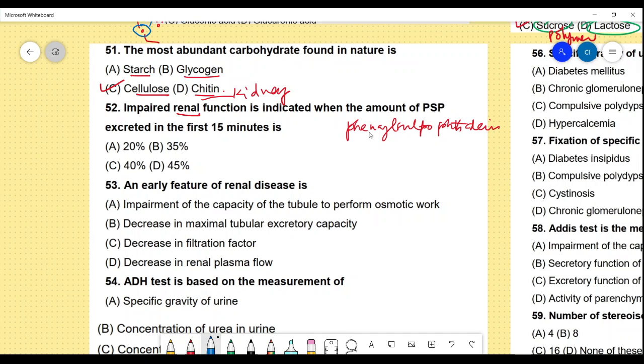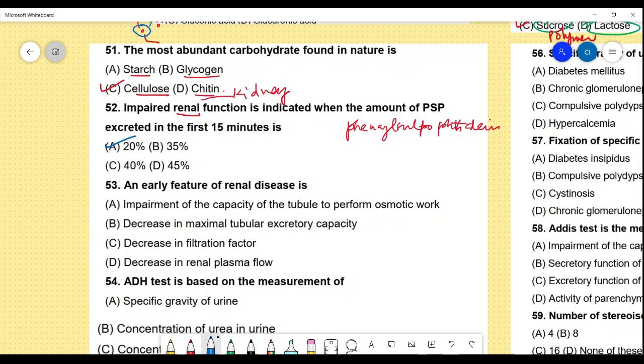Okay, the test is indicated when the amount of PSP excreted in the first 15 minutes is about 20% only. So the right answer is 20%. That is, what it says is that if you have more phenolsulfonphthalein excreted in the first 15 minutes, you'll find 20%. So it's a biological application.